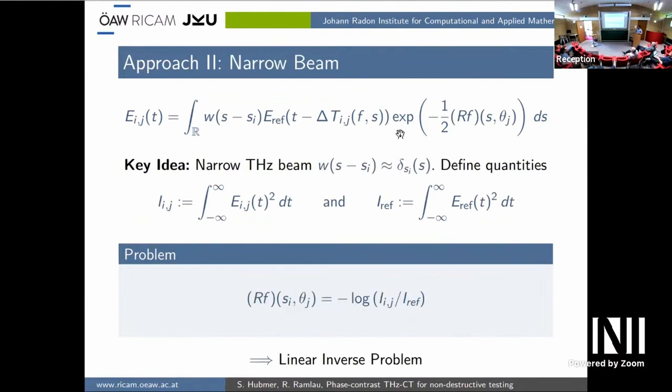So one thing you can do is you can say, okay, maybe my terahertz beam is rather narrow. So I approximate its profile by a delta peak. And that has the advantage that then part of the integrals here vanish. And you can then look at the intensities, and you will find out that it's just a linear problem involving the radon transform and the intensities of the terahertz beam here. So the classic CT model.